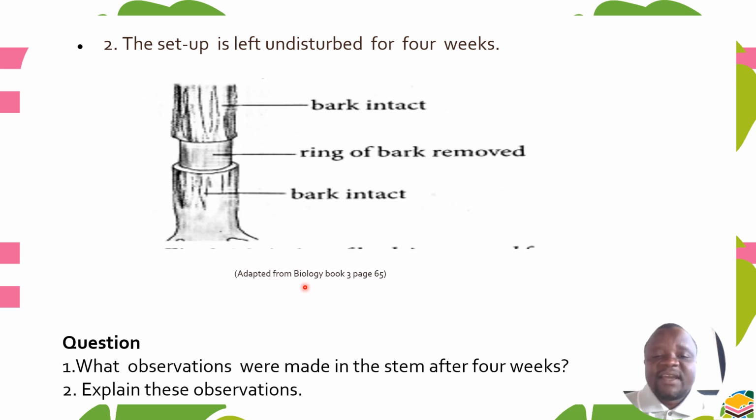So this one is taken from Excel and Succeed Biology, book 3, page 65. Now these questions are just guiding us on what could be the observations that are made in the stem after 4 weeks. After you remove the ring here, what could be the observations? Then explain these observations. So these observations must be explained after the whole 4 weeks has elapsed.